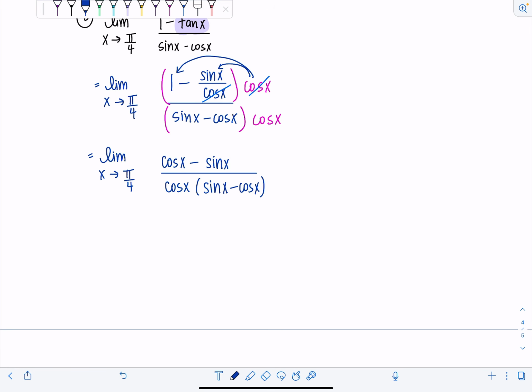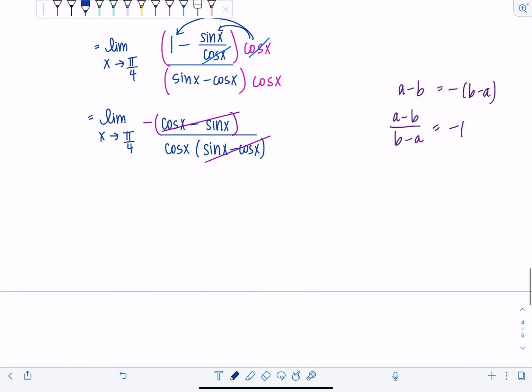Ooh, do you notice something? Something fun we can cancel? I have cosine x minus sine x and sine x minus cosine x in the denominator. So I can cancel those, but remember, I have to add a negative. Don't forget, a minus b is equal to negative b minus a. So if you have a minus b over b minus a, that reduces to negative 1. Okay, so don't forget to add that negative.